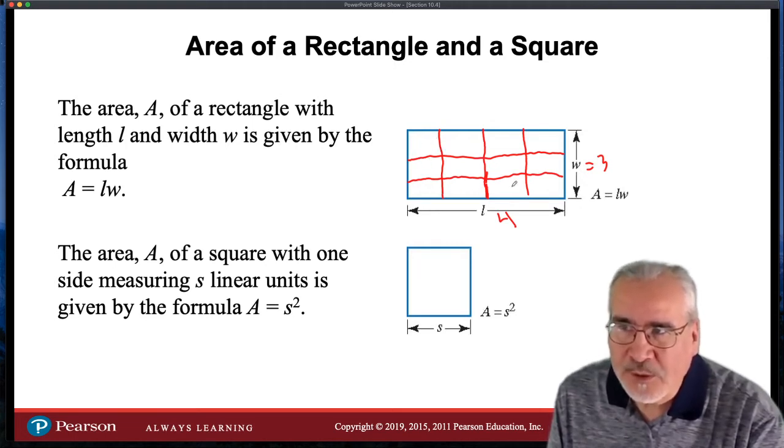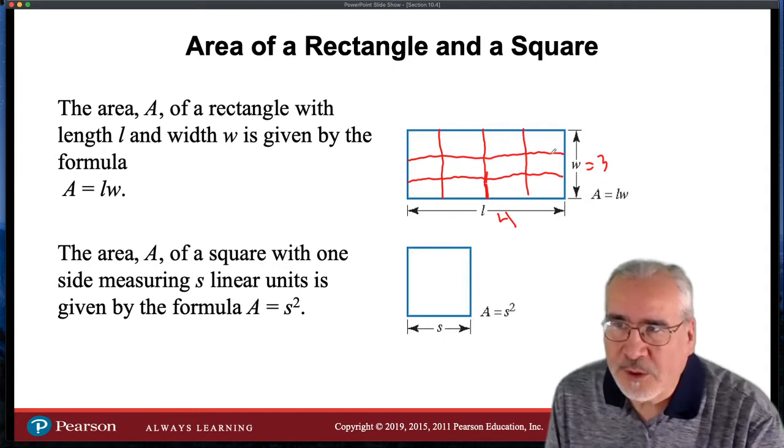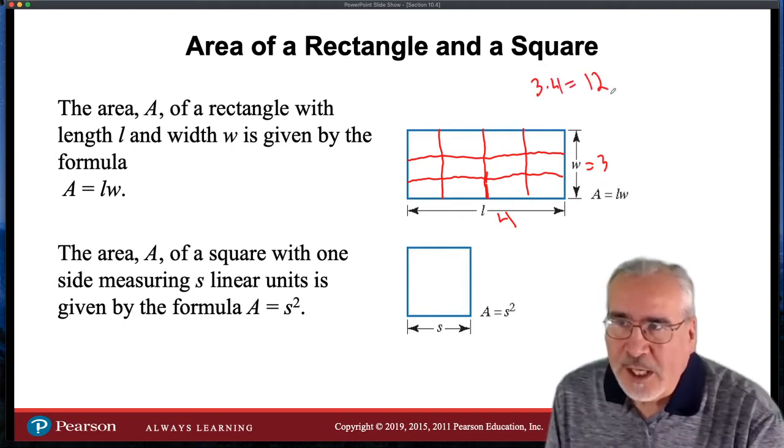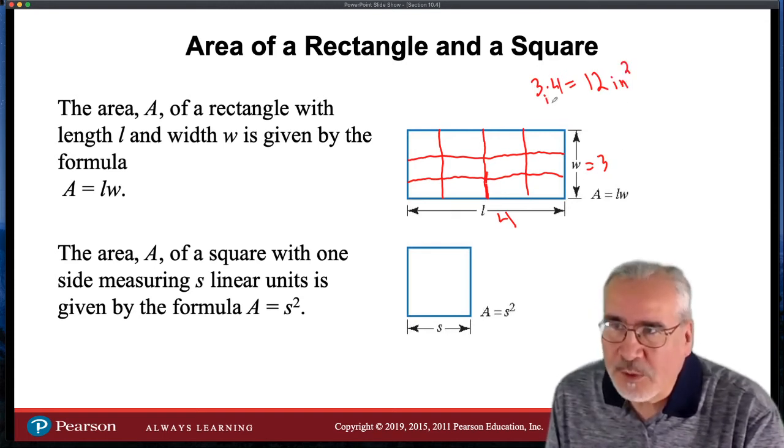This is 1, 2, 3, 4. This is 1, 2, 3. And we could just count the squares. It's 1, 2, 3, 4, 5, 6, 7, 8, 9, 10, 11, 12. And indeed, 3 times 4 does equal 12. And what we have now is, say these were in inches, we would have square inches, or inches squared, because we multiplied by inches twice.